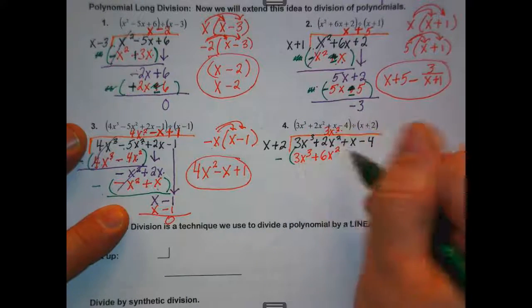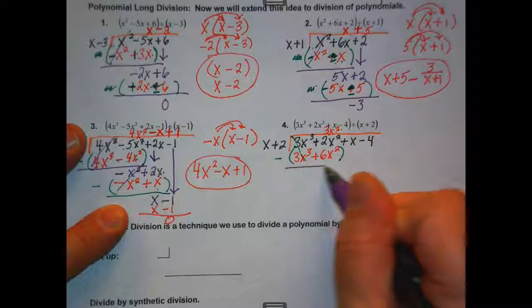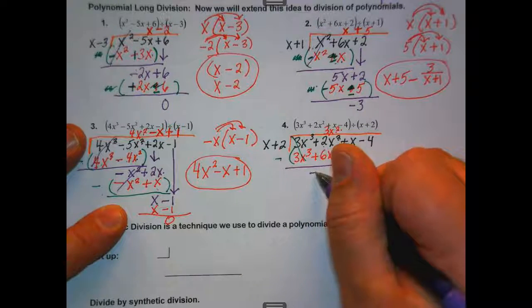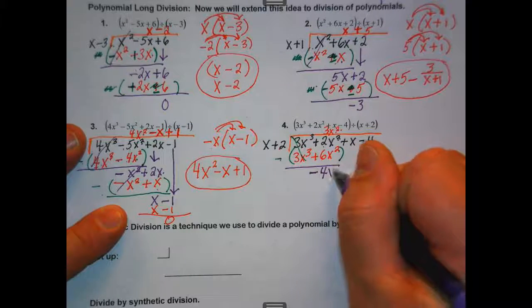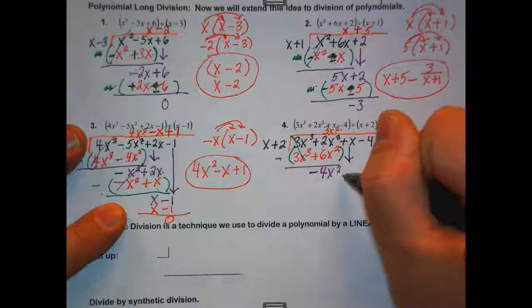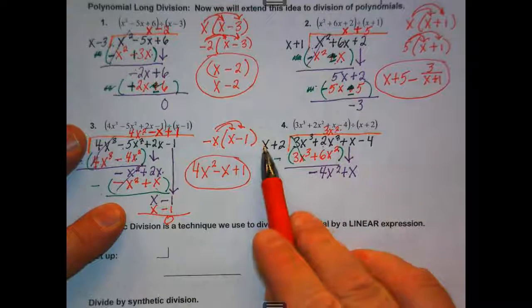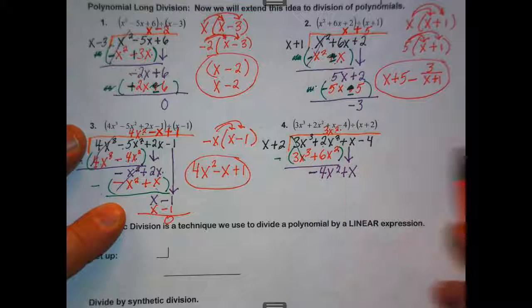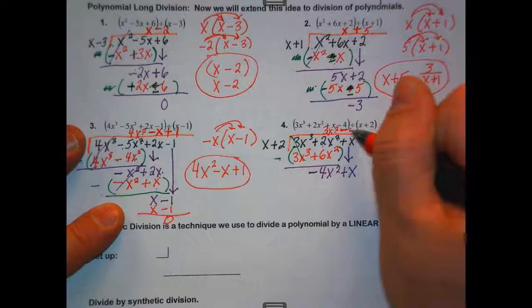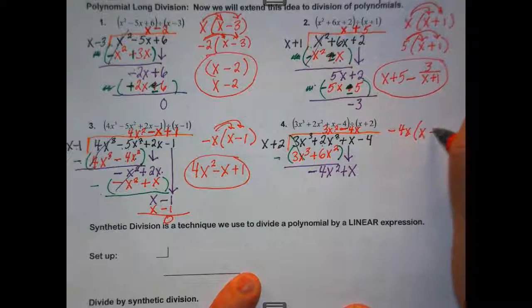Subtract the entire quantity. These cancel out. I get 2x squared minus 6x squared is negative 4x squared. Bring down my positive x. How do I make this x into a negative 4x squared? Negative 4x, right? So I'm going to take negative 4x, and I'm going to multiply it by x plus 2.